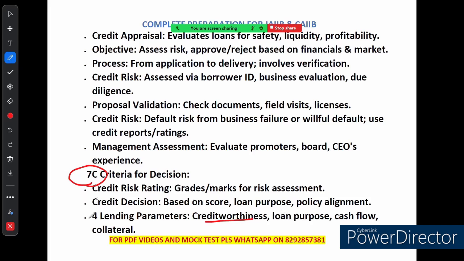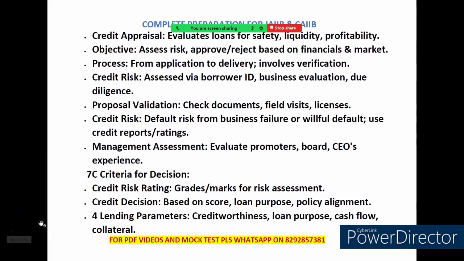And there are 4 lending parameters which you must know. What are the lending parameters? The lending parameters are credit worthiness, loan purpose, cash flow and collateral. Remember these 4 lending parameters. Again repeating, these are the cardinal principles of lending: credit worthiness, loan purpose, cash flow and collateral.